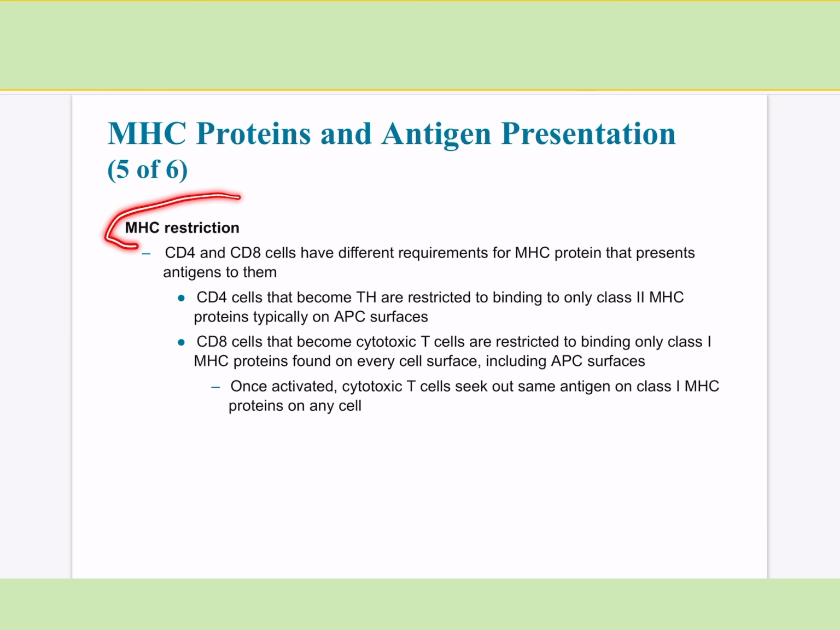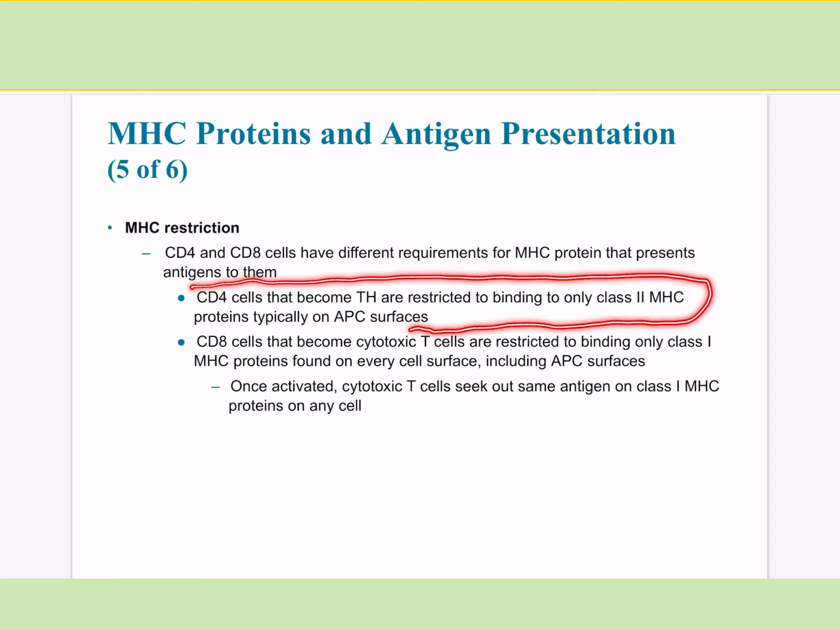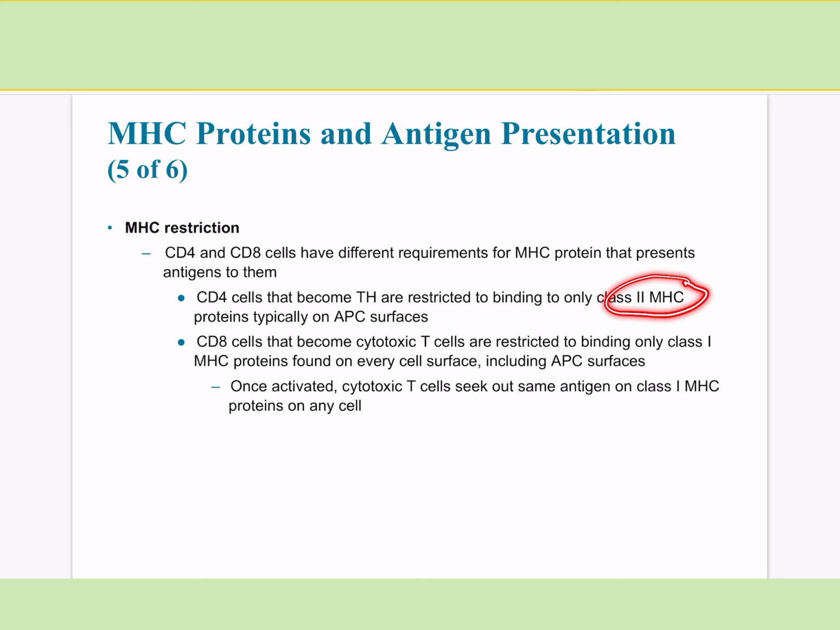Let's talk about MHC restrictions. So CD4 and CD8 cells have different requirements for the MHC proteins that present antigens to them. CD4 cells that become things like T helper cells are restricted to binding only to MHC2 proteins, which we only find on APCs. Now I know these are a lot of initials, so let's take it slowly. If you're a CD4 cell, you're only able to dock and interact with cells that have MHC2. And the only cells that have MHC2 are the APCs, which would be, think about it for a second, macrophages, dendritic cells, and B cells.